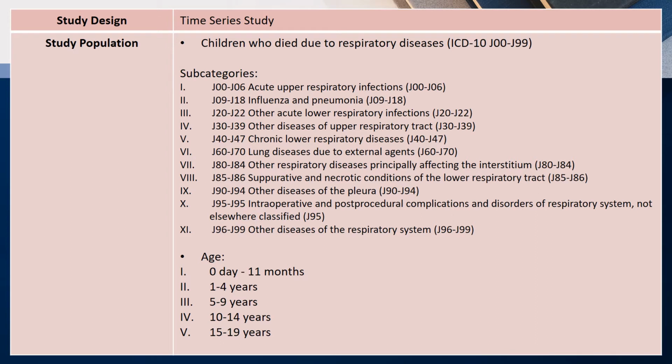Next, methodology. For study design, I will use a time series study because the data are collected at specific intervals over a time period. For study population, I will target children who died due to respiratory disease. J00 until J99 are the codes for respiratory disease coded from ICD-10. These are subcategories for respiratory disease. The age of children is divided into 5 ranges, starting from 0 days until 19 years old.